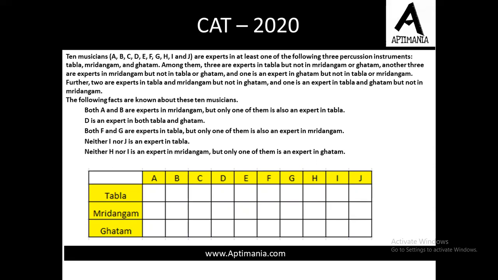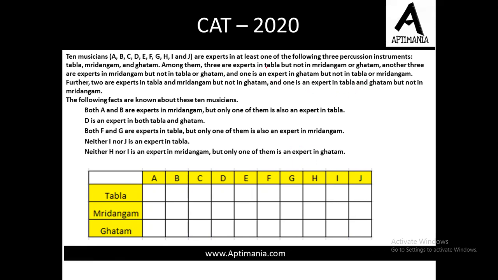Now, among them, three are experts in tabla but not in mridangam or ghatam. Another three are experts in mridangam but not in tabla or ghatam, and one is expert in ghatam but not in tabla or mridangam. Further, two are experts in tabla and mridangam but not in ghatam, and one is expert in tabla and ghatam but not in mridangam. So let us first note down all the conditions given to us.